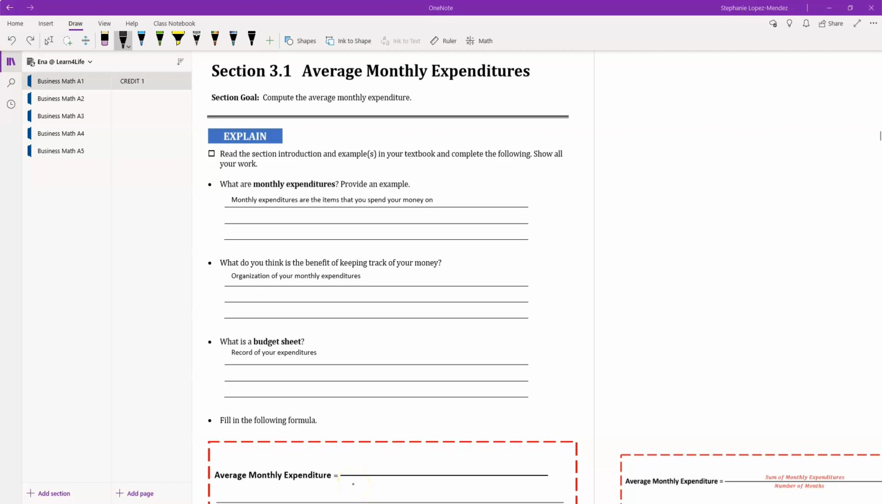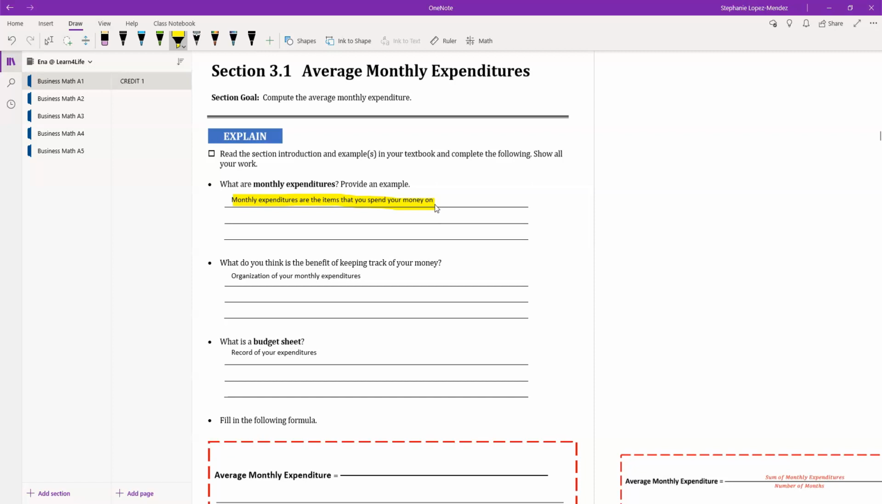So this is Business Math 1A, Credit 1, Section 3.1, the average monthly expenditures. So the first question that we are going to try to answer is, what are monthly expenditures? And to provide an example, monthly expenditures are the items that you spend your money on every month. This could be the mortgage payment, groceries, an electric bill, gas, or different payments that you need to do every month, constantly.